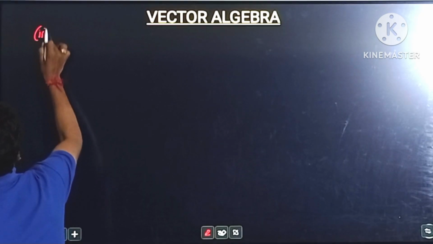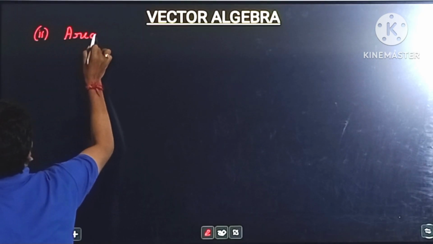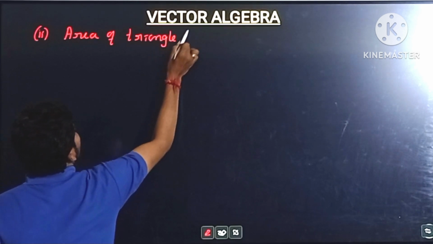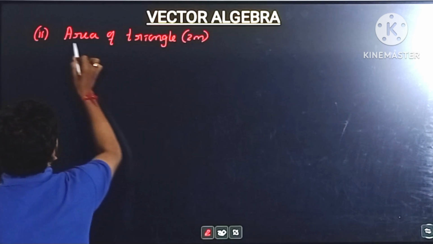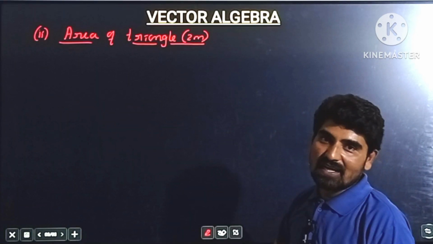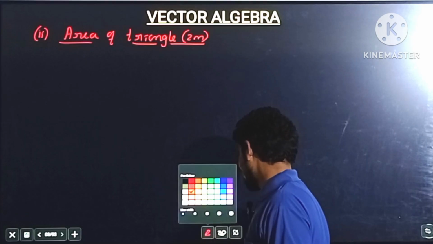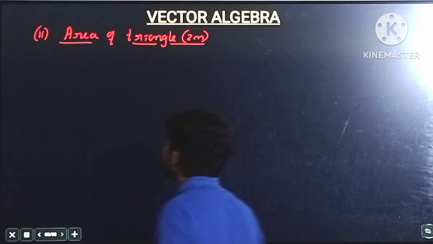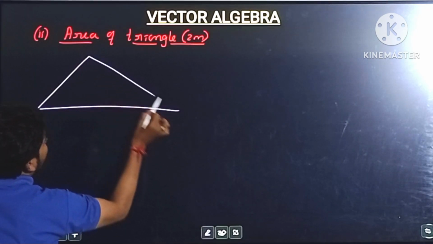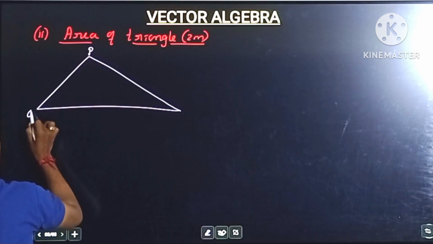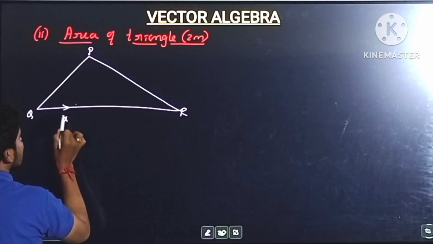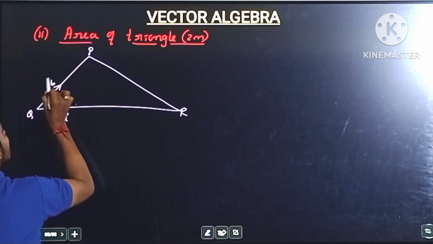Second concept is area of a triangle. So this is also one of the important concepts. From this concept, we are going to get 2 more questions. See here, what is the formula to find the area of a triangle in the vector system? To understand this, let us consider one triangle. Let PQR be a triangle, where a vector and b vector are the two adjacent sides of the triangle.